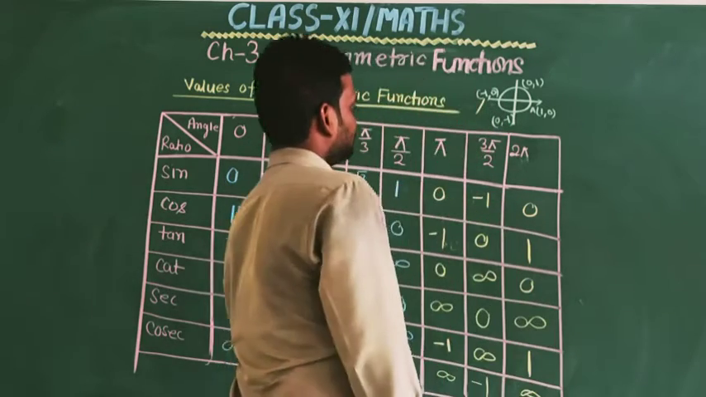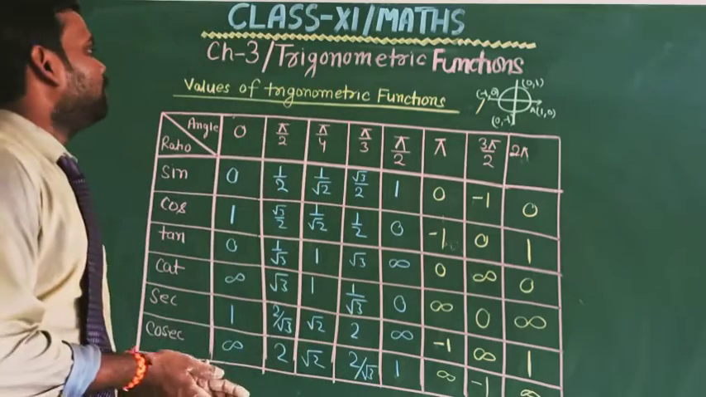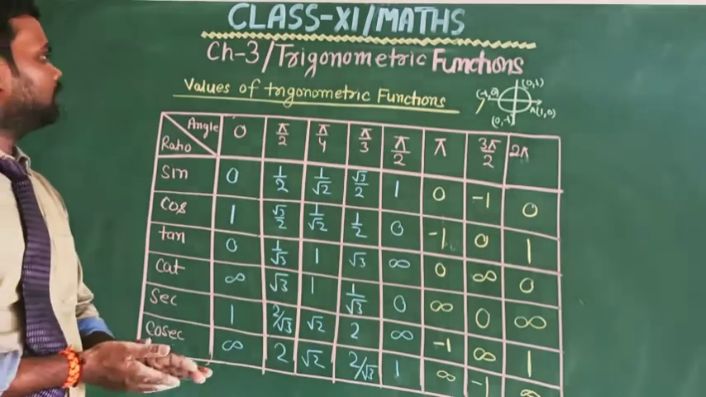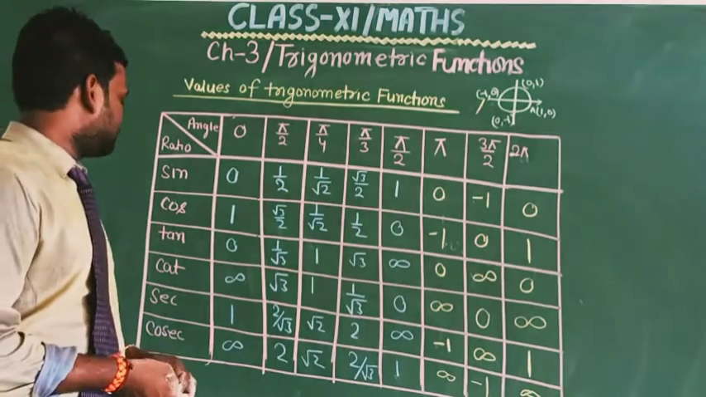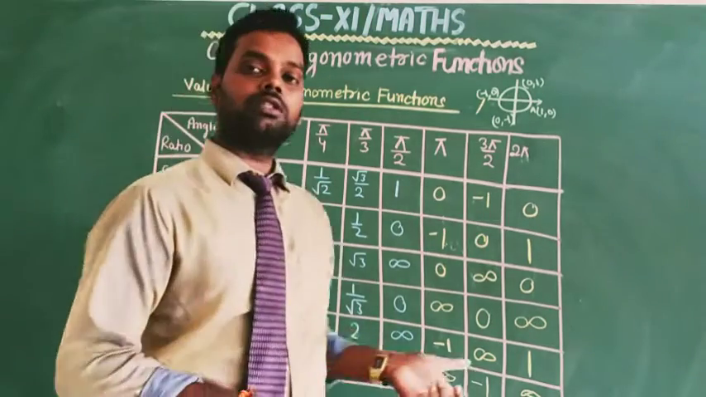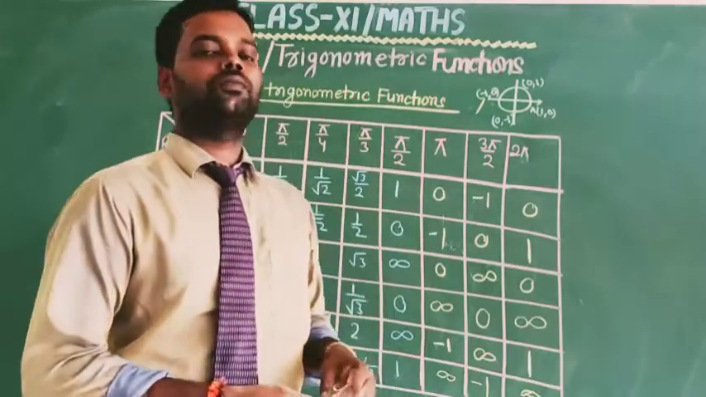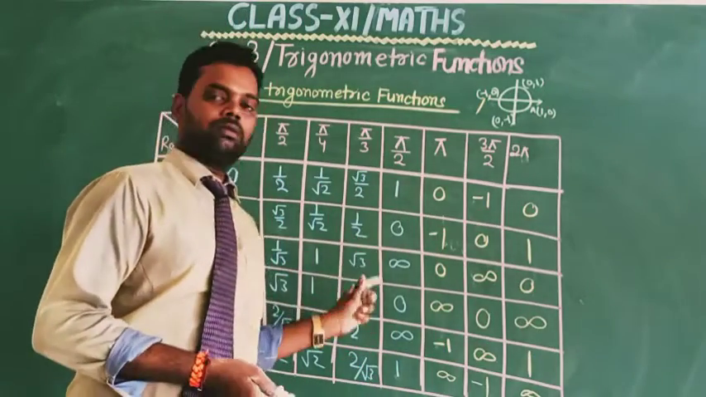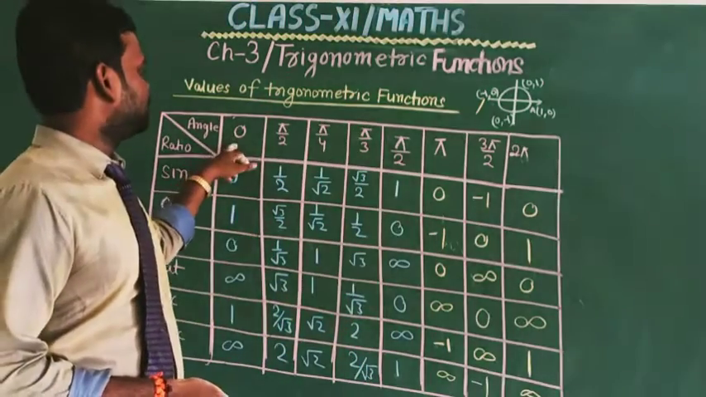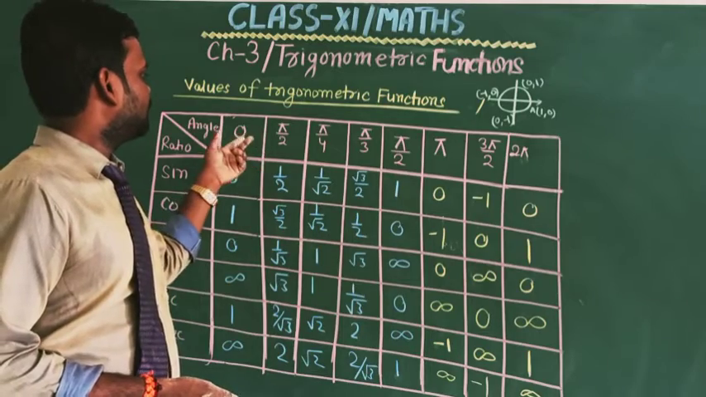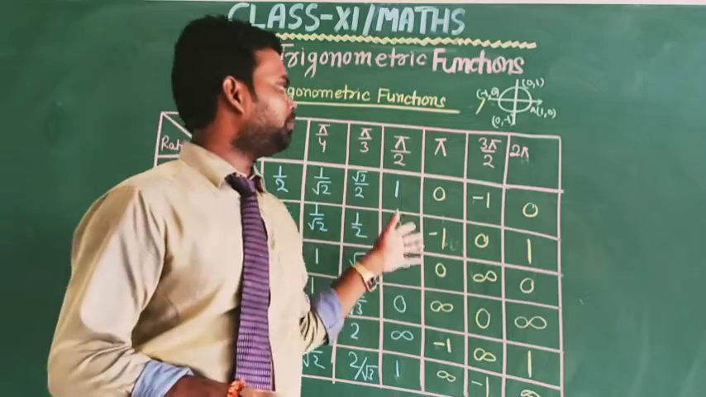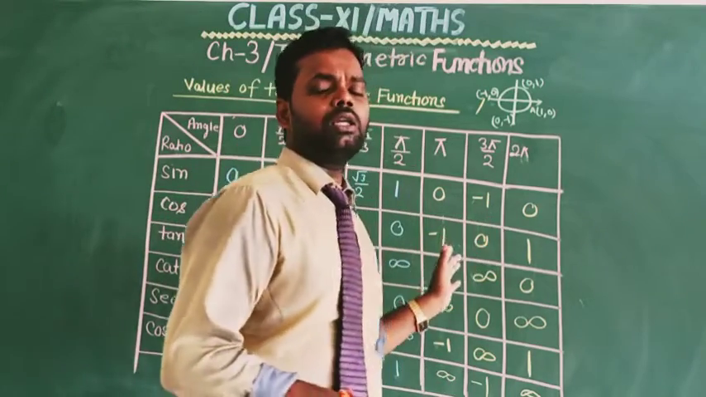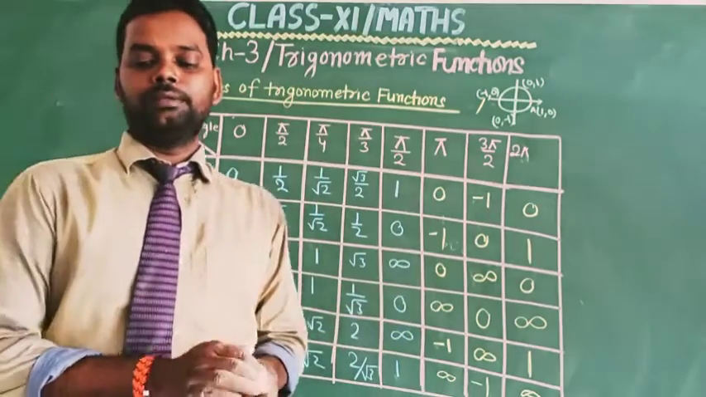Okay, so these are the values of trigonometric functions for sin, cos, tan, cot, sec, cosec. Okay, so keep in your mind what will be the value of sin at 0 degree, pi by 2, pi, 3 pi by 2, 2 pi for all trigonometric functions. Okay.